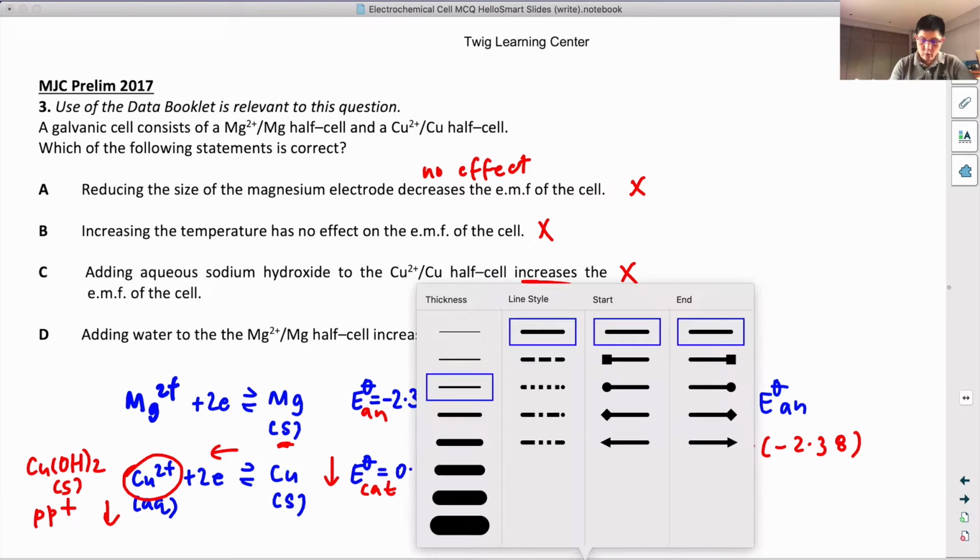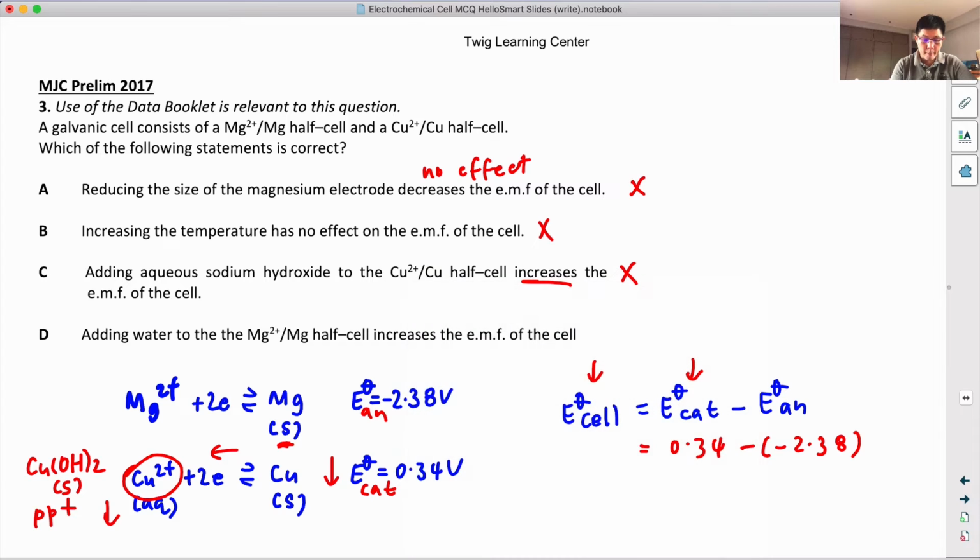Okay, so let's look at the next one. What happens when you add water to this magnesium 2+ half cell? When you add water, this concentration will actually decrease. So again, by Le Chatelier's principle, it will favor the backward reaction and you'll favor oxidation, and this will cause the E anode to decrease. So when E anode decreases, E cell will actually increase. So this is a correct statement. So the answer should be D.